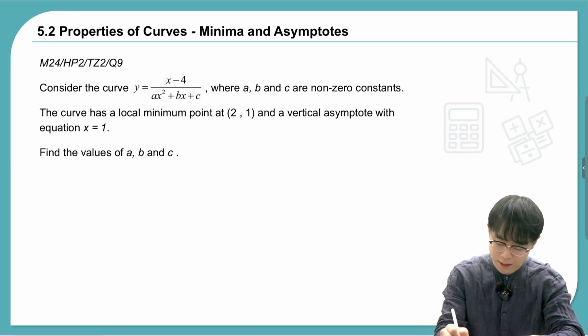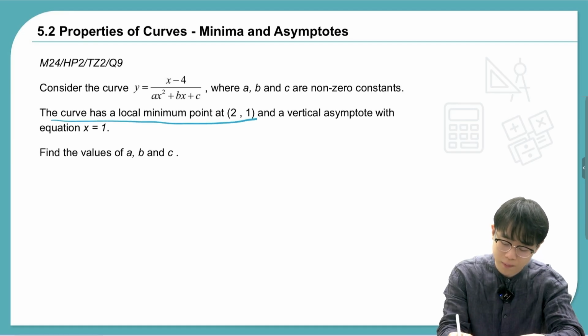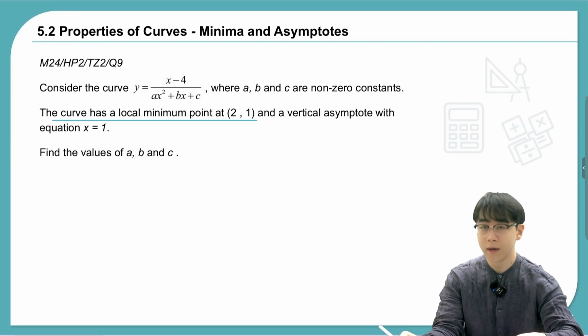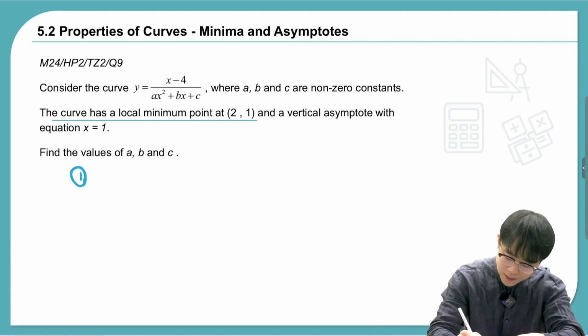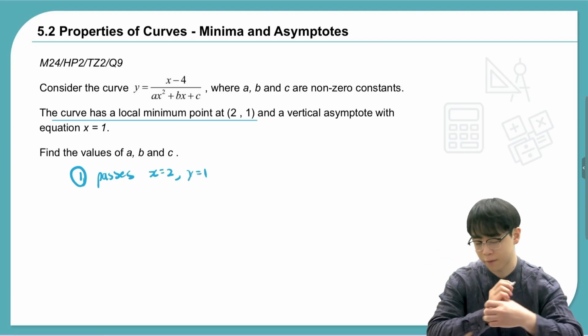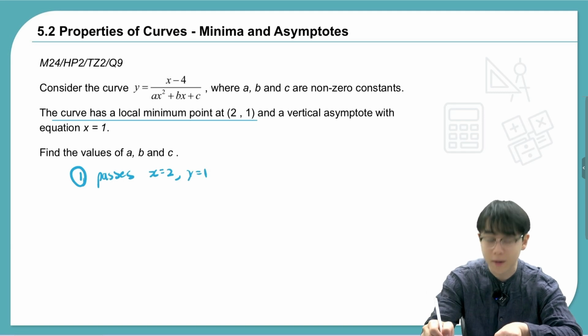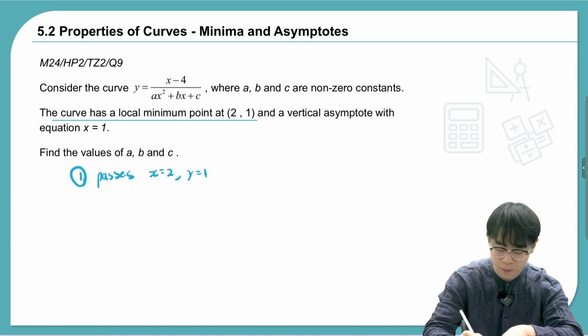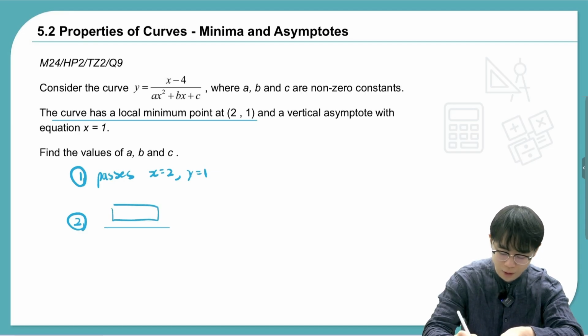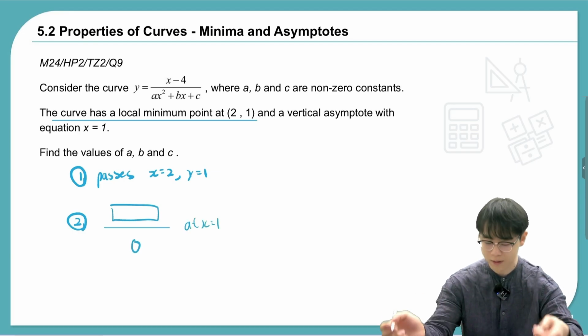So first, let's look at the first piece of info. The curve has a local minimum point at (2, 1). So the first fact is that it passes through x equals 2, y equals 1. So that's our first piece of info. The second one, the vertical asymptote happens when x equals 1. So the vertical asymptote happens when we have a non-zero term at the numerator and a 0 at the denominator at x equals 1. So that's our second piece of info.